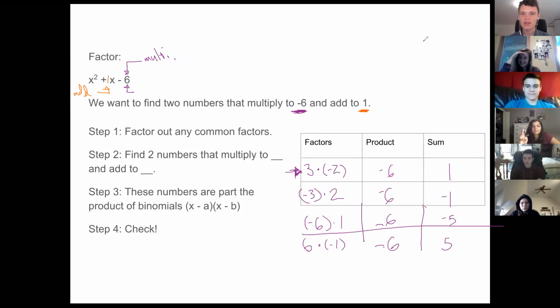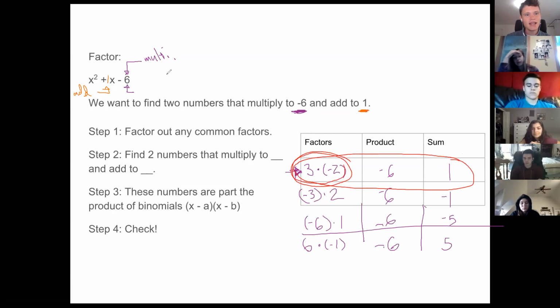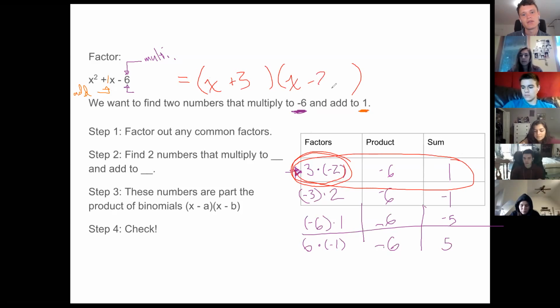Anyway, back on track. We figured out the two numbers. It's this here that satisfies our conditions, multiplying to -6 and adding to 1. So these are our two numbers here. Easy peasy. We just write it like this. I often write it like that. And we're going to have x plus 3 and x minus 2. These are the two numbers right there.